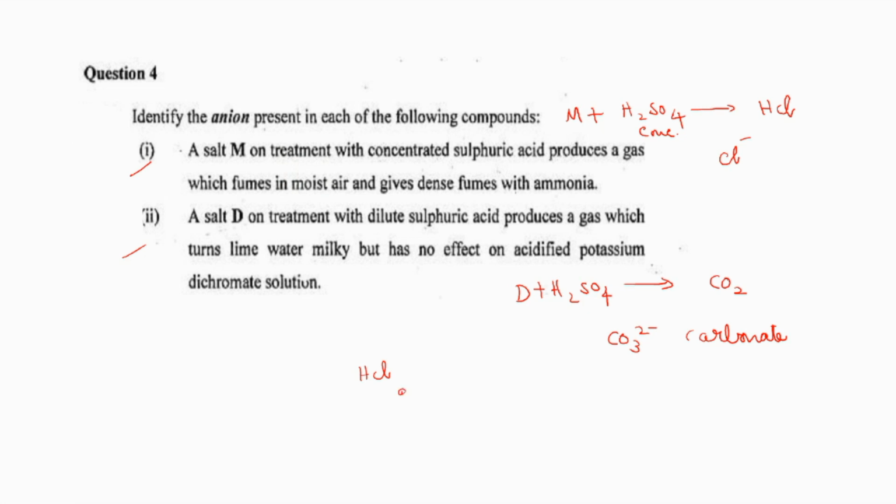Hydrogen chloride gas is highly soluble in water. When hydrogen chloride comes in contact with atmospheric moisture, it gets converted into misty droplets of hydrochloric acid. Correct? So we feel that this gas is fuming in the atmosphere. You should remember that also. If they ask which gas fumes in moisture, we should remember it as hydrogen chloride gas. That also we got.